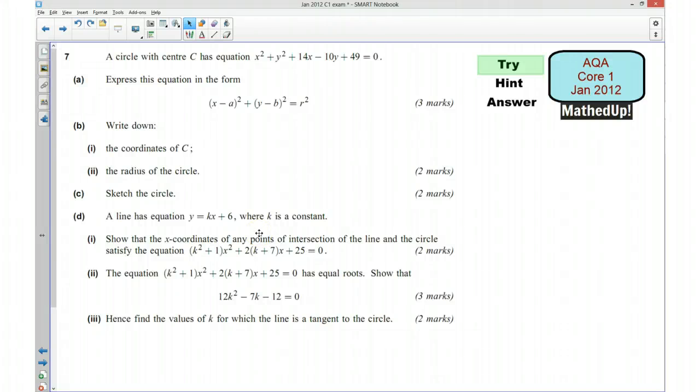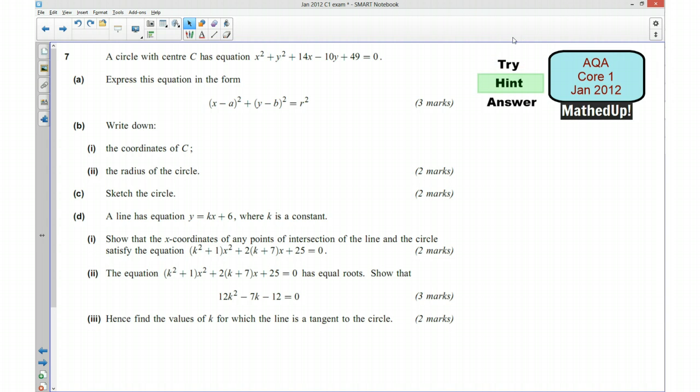Hi, this is question 7 from the AQA Core 1 January 2012 exam paper. For the first part of this video, I'd like you to see if you can try the question for yourself. So if you'd like to pause the video and give it a go now. Okay, well done if you managed to have a go.